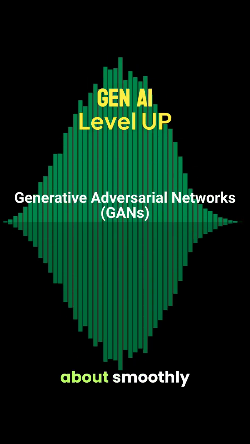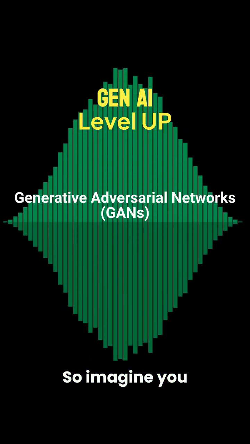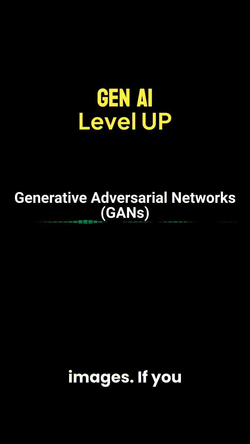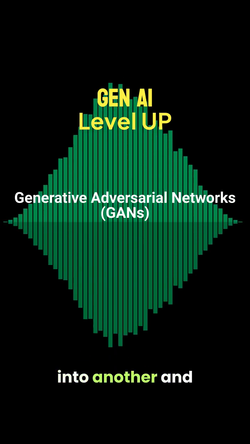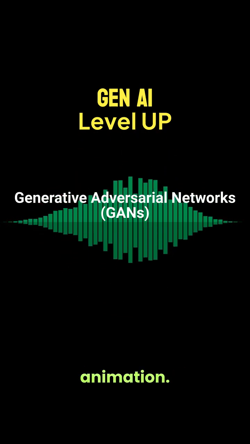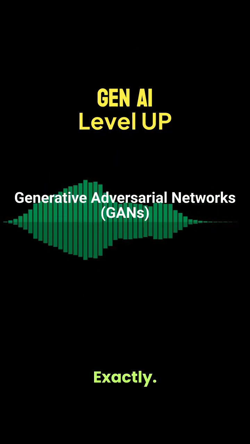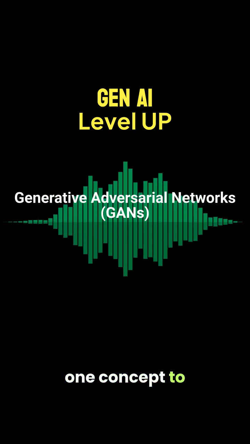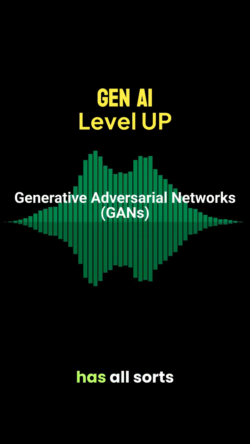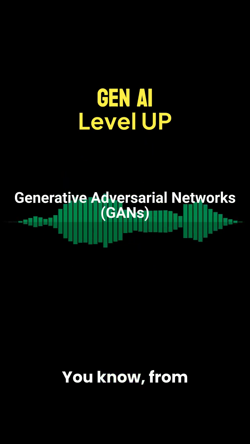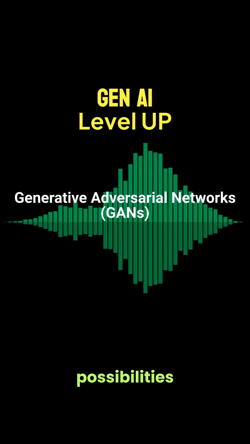So interpolation is about smoothly transitioning between different points in the latent space. Imagine you have two points representing two different images. If you gradually move from one point to the other, you're essentially morphing one image into another, and you're creating a kind of animation. So it's like watching the GAN's creative process unfold. Exactly. We're seeing how it transitions from one concept to another. And this latent space interpolation technique has all sorts of interesting applications, from generating realistic animations to just exploring the creative possibilities of GANs.